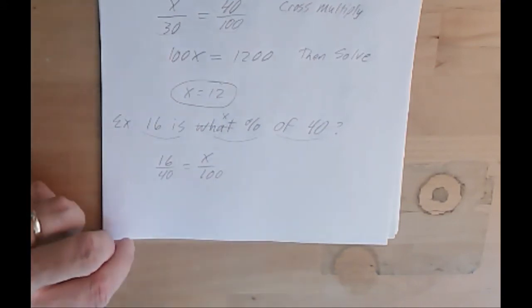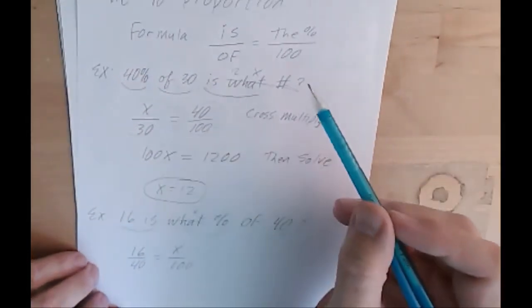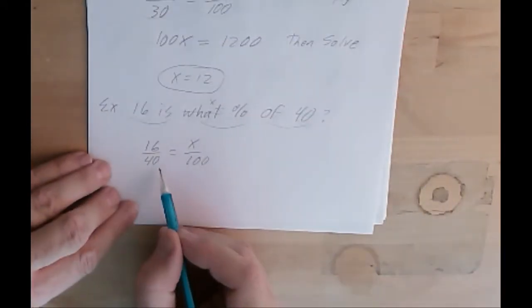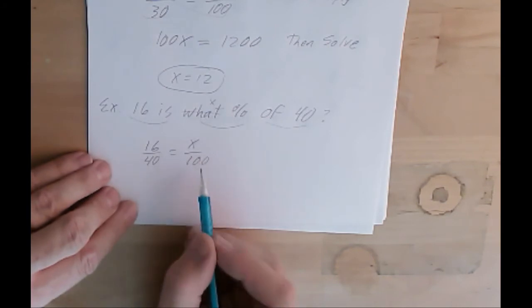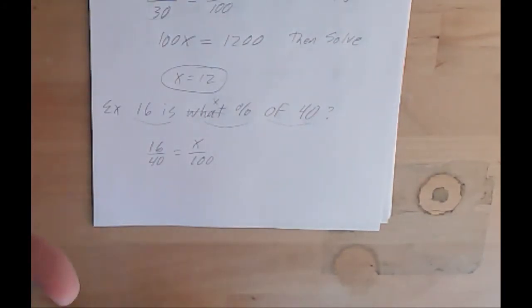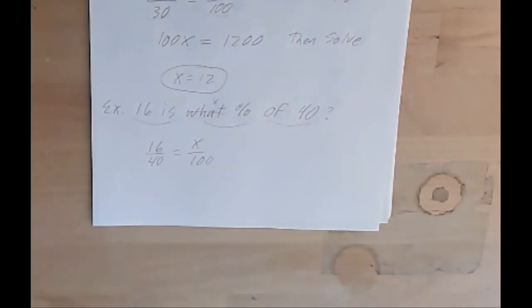Okay, just kidding. So this is correct. That's the is. Remember the formula: is over of equals the percent over 100. That's the is, the of, equals the percent over 100. Stop me now if that doesn't make sense to you. Give me a thumbs up if it makes sense. All right, I can see some of you.